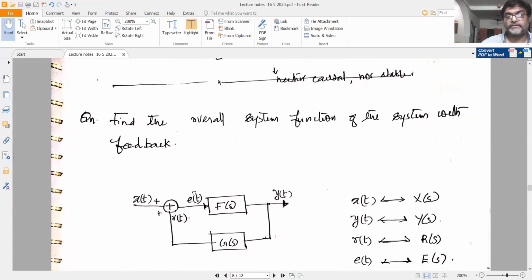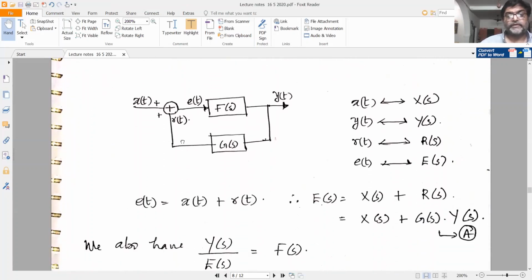Then we move on to another question, which is to find the overall system function for this system with feedback. The overall system with feedback is as shown in the figure. This is x of t going through a forward transfer function represented by f of s, and the feedback tap is taken and shown as a positive feedback.